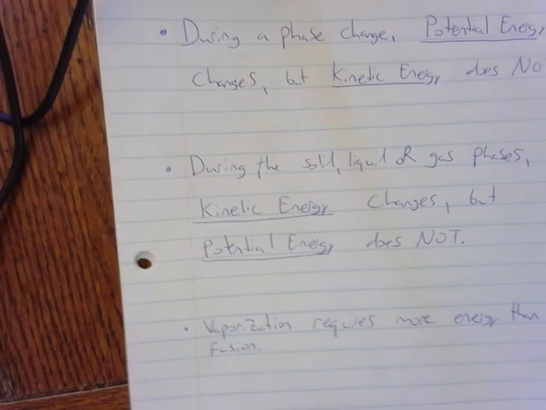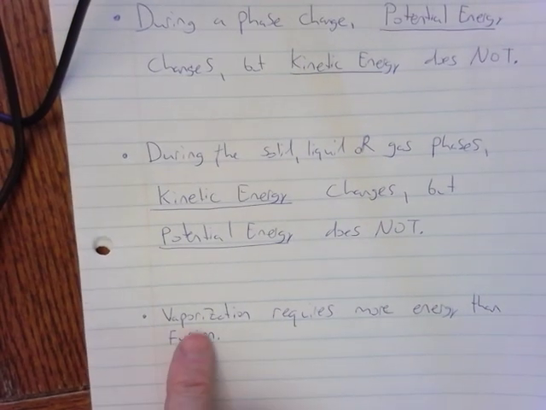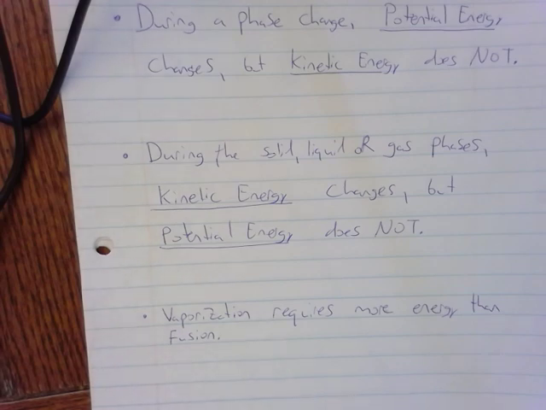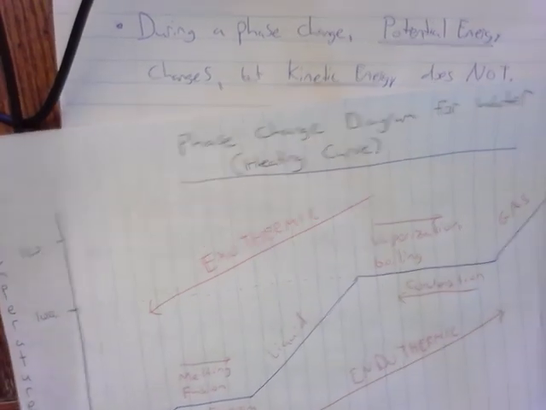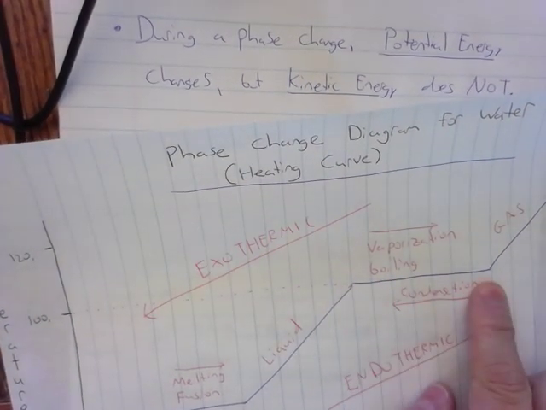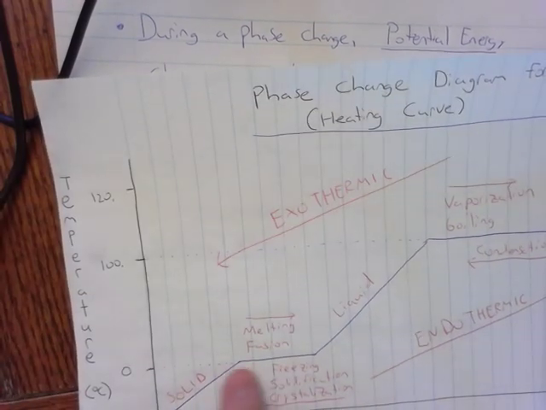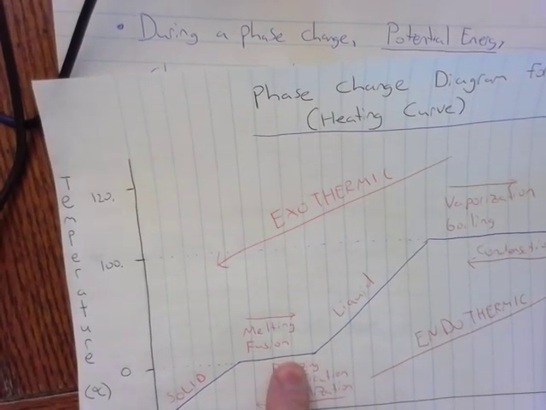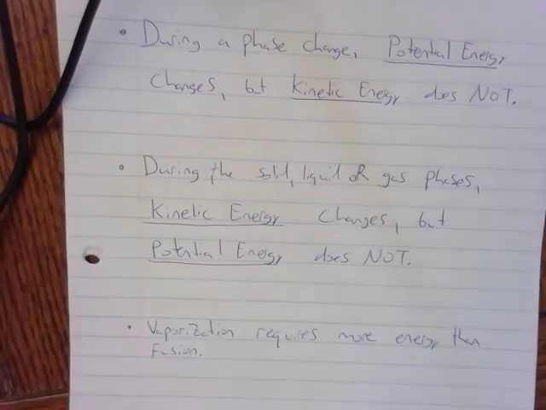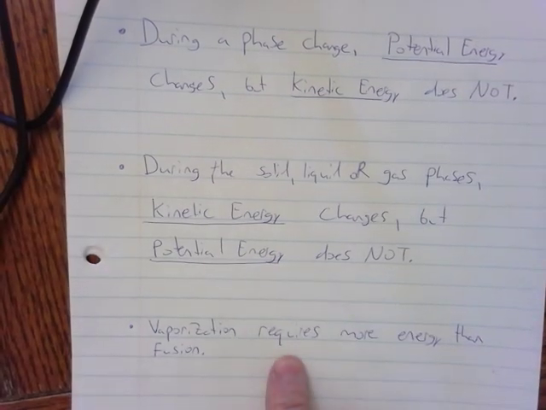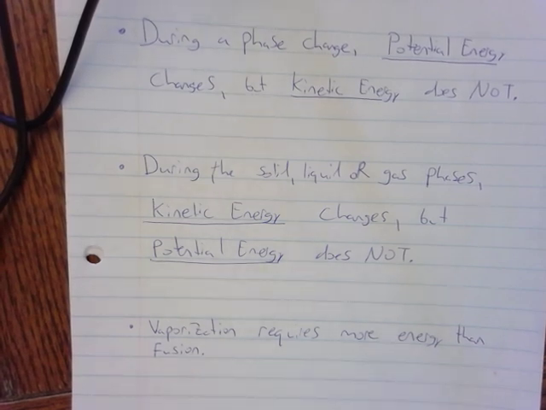I also want to point out one other thing about this diagram, that the vaporization line seems to be longer than the fusion line. Take a look. Here's the vaporization line, and look at the fusion line. It's smaller. Well, why is that? Well, that's because vaporization requires more energy than fusion. It simply takes more energy to turn a liquid to a gas than it does to take a solid and turn it into a liquid.